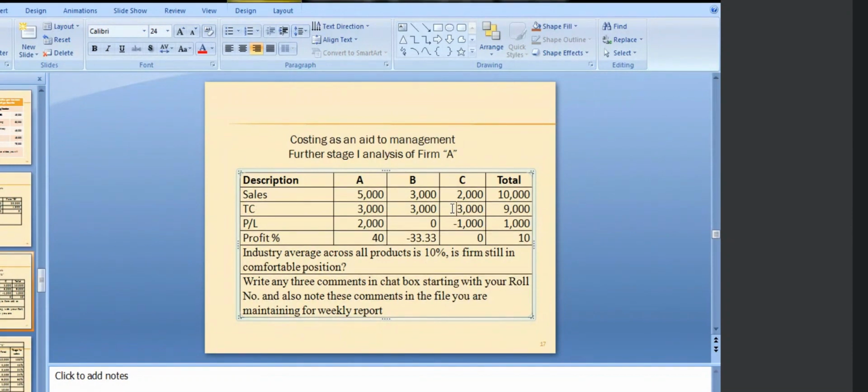Also, Department A's profit percentage is way above the average industry profit. So a few of the resources that we are employing for Department A can be transferred to Department C in order to increase profit. Fine. Good enough. Okay. Anything else?